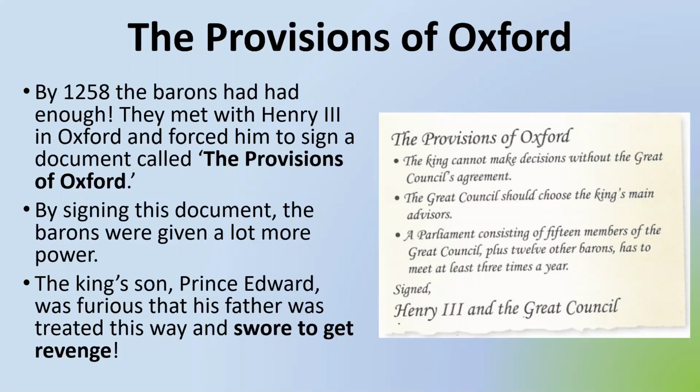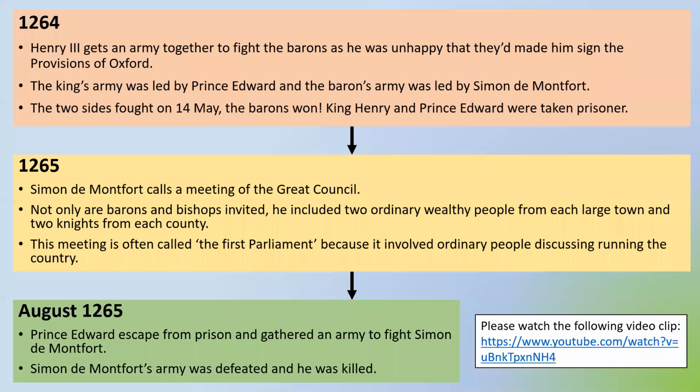Essentially, by signing this, King Henry III has to give more power to this Great Council, to those barons. Now, the king's son, named Prince Edward, is furious. He hates that his father was treated this way, was forced to sign this provision, and he swears to get revenge. A few years later, in 1264, Henry gets an army together. He decides he is going to fight the barons. He's very unhappy with having to sign the Provisions of Oxford.